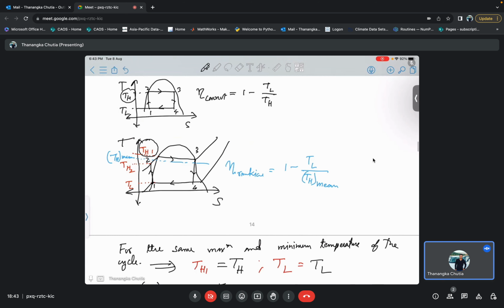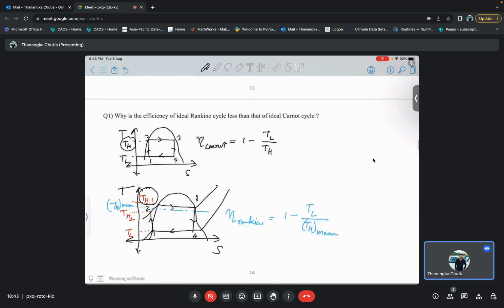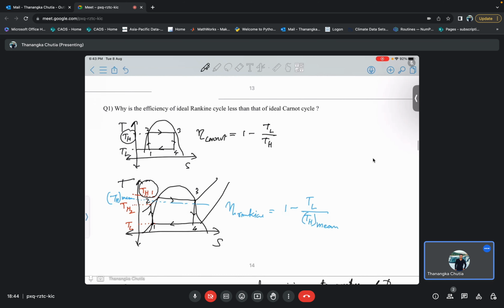So what we did basically, we have calculated the efficiency, and because we are considering both as ideal, we can express the efficiencies in terms of the ratio of certain temperatures. Then we have seen that for the same maximum and minimum temperatures of the cycle, the eta Rankine is basically less than the eta Carnot.